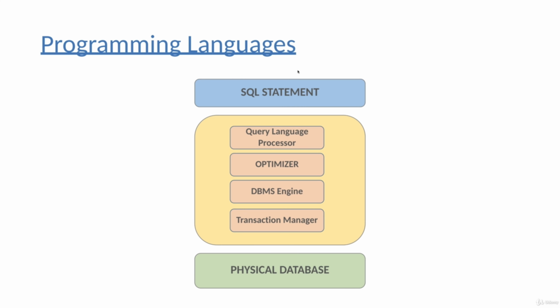If we have a SQL statement, then the database management system is going to take that given statement, and there are going to be several steps and phases, because there are several parts of the database management system, such as the query language processor, the optimizer, the database management system engine, the transaction manager, and so on. And of course, these components make sure that we can manipulate and update the data in the physical database with the help of extremely simple SQL statements.